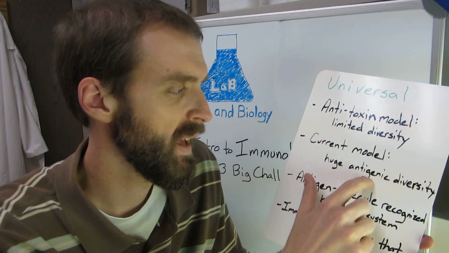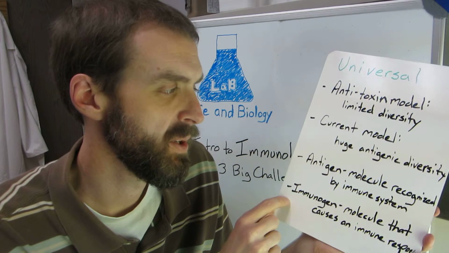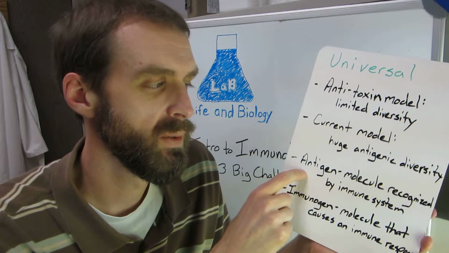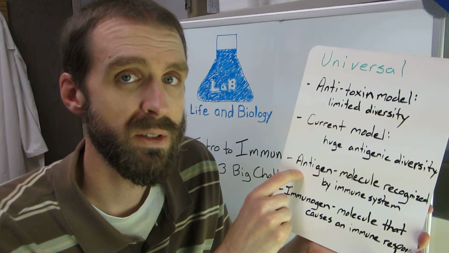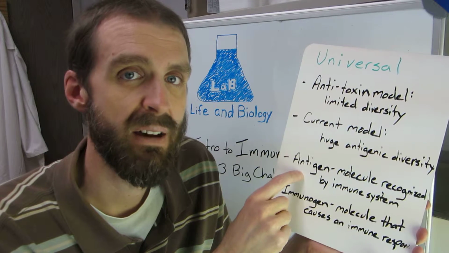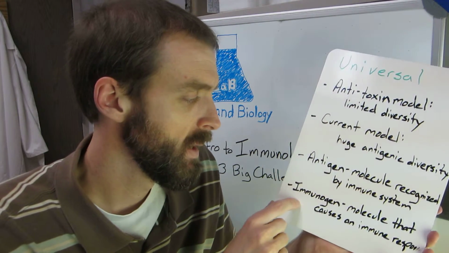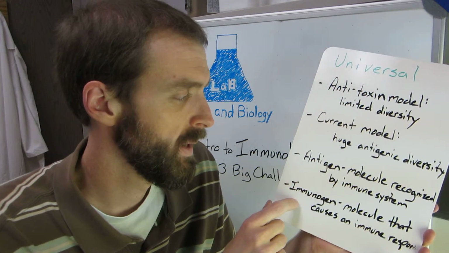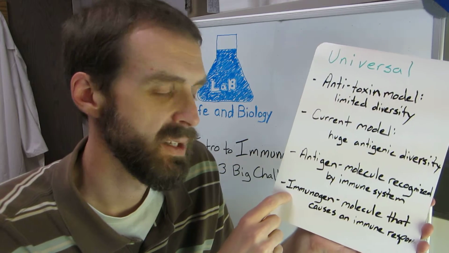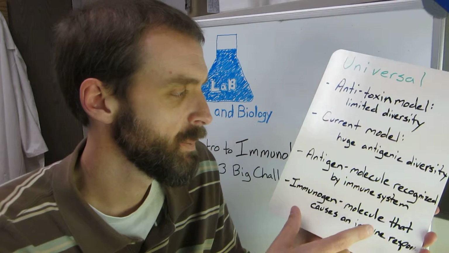So I mentioned the word antigenic, so I just want to take a second to talk about antigen and immunogen. An antigen is a molecule that can be recognized by the immune system, and it's possible the immune system will respond to it, but it's possible that that molecule does not have the properties for resulting in an immune response. The word to describe an antigen that can cause an immune response is an immunogen, and this is a molecule that causes an immune response.